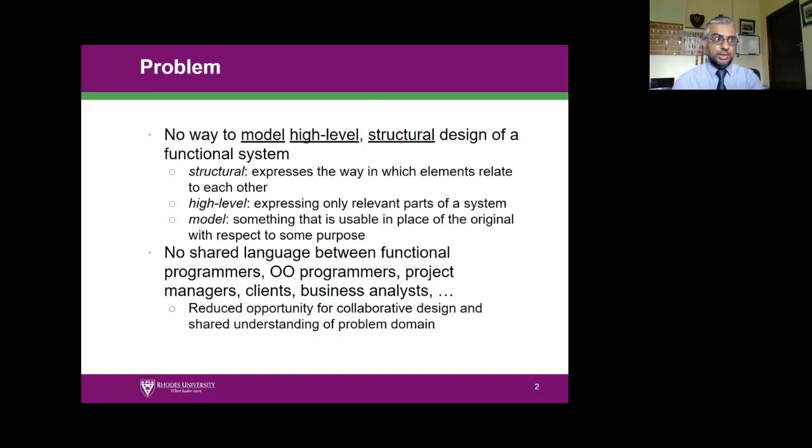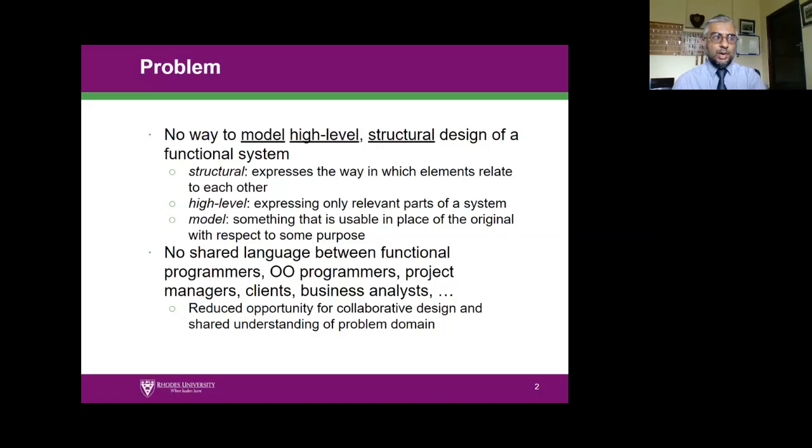Well, structural is the complement of behavioral. It's about how elements relate to each other and not about how to put the elements together to achieve some purpose. High level means we don't represent everything, but we represent those things which are most useful to represent. And a model is something that can be used in place of the original. So we all are familiar with the example of a blueprint of a house not being the house, but you can see it as a model of the house.